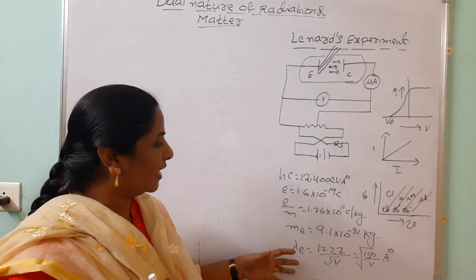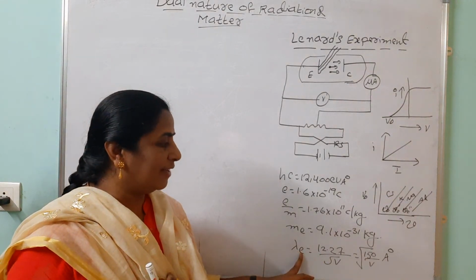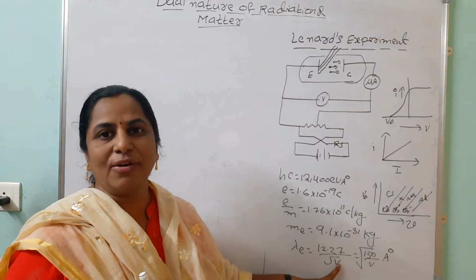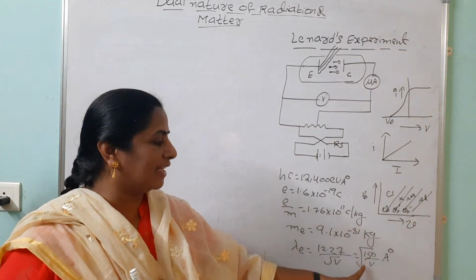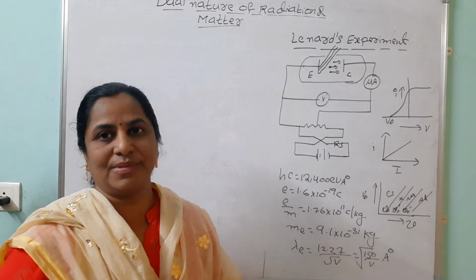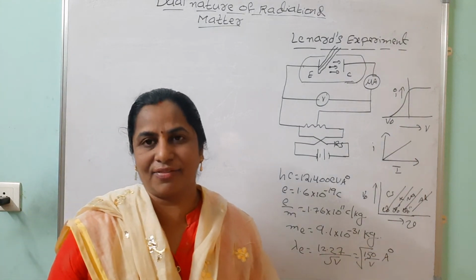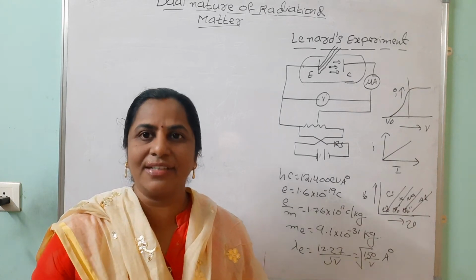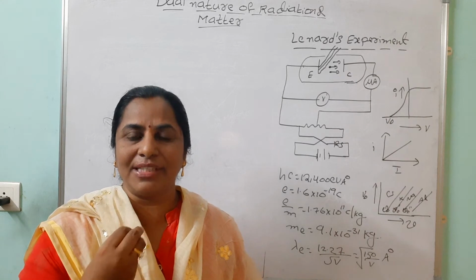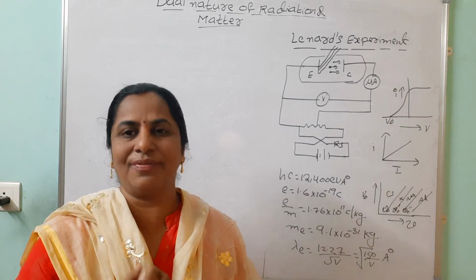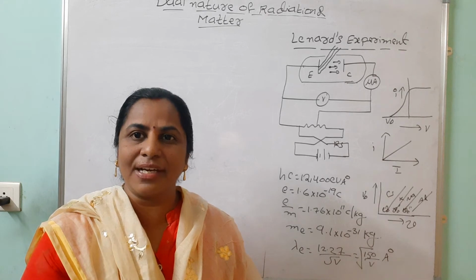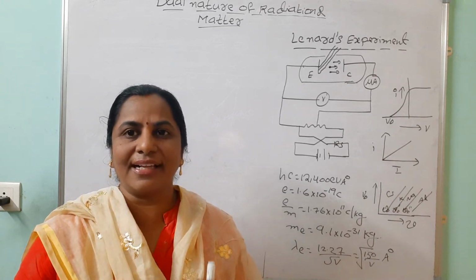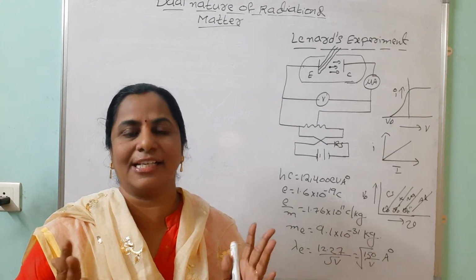Later they did one more experiment, the Davisson and Germer experiment. The wavelength of the electron is 12.27 by root V, where V is the potential, or you can express it as root 150 by V angstroms. So they started after the 19th century, and from Millikan's oil drop experiment they discovered the charge of the electron, and from J.J. Thomson's experiment they discovered the specific charge of the electron. When you know e and e by m, then we can easily find the mass of the electron.